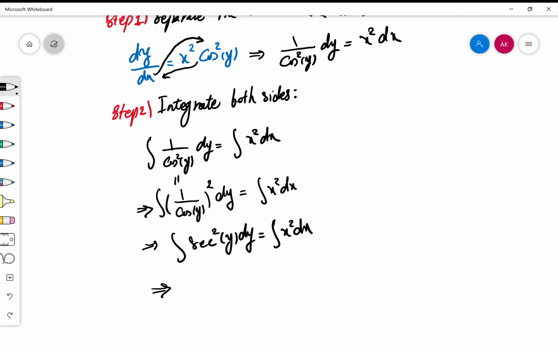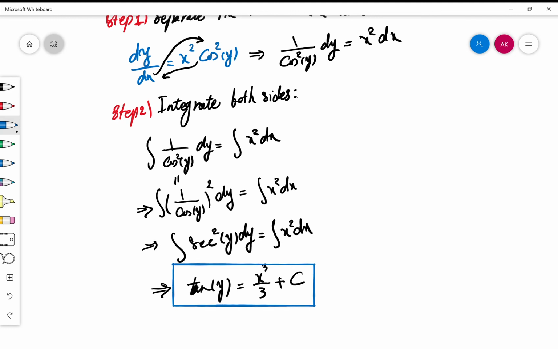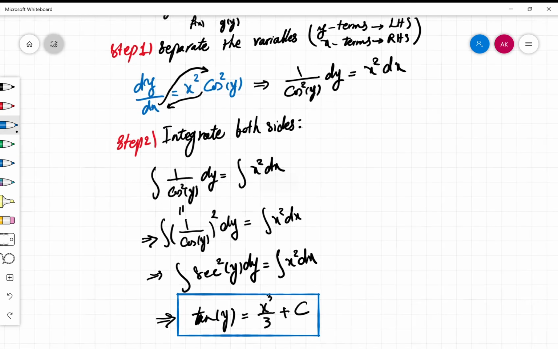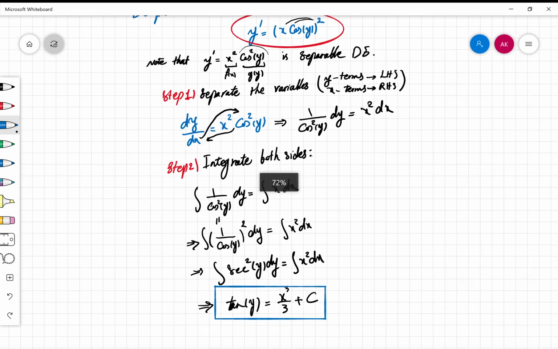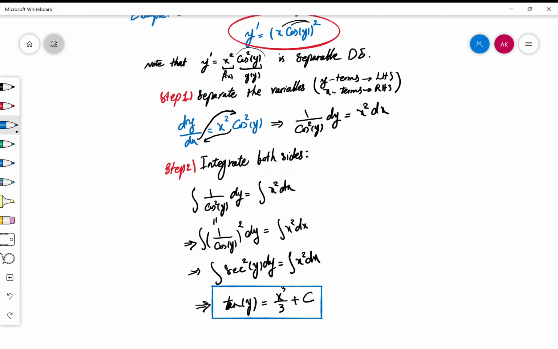Secant squared, the antiderivative of secant squared is tan, and the integral of x squared is x cubed over 3. Don't forget to put that c. Basically, that is the general solution for this differential equation. And as you saw, the steps is that first we noticed that it is separable, then separated the variables, integrated both sides, and we found the general solution for this differential equation.